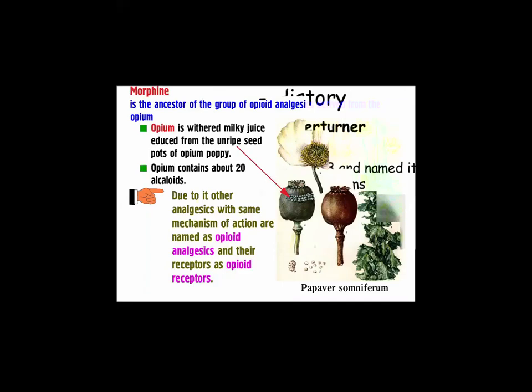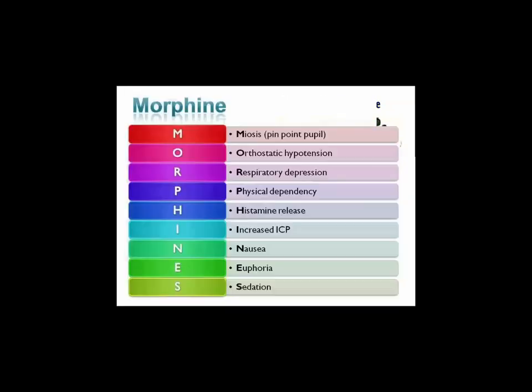Morphine is the ancestor of the group of opioid analgesics derived from opium. Opium is the dried milky juice produced from unripe seed pods of the opium poppy. Opium contains about 20 alkaloids, and due to it, other analgesics with the same mechanism of action are named opioid analgesics, and their receptors are known as opioid receptors.